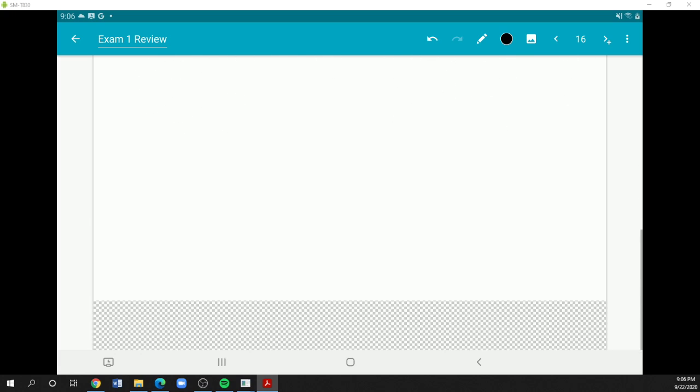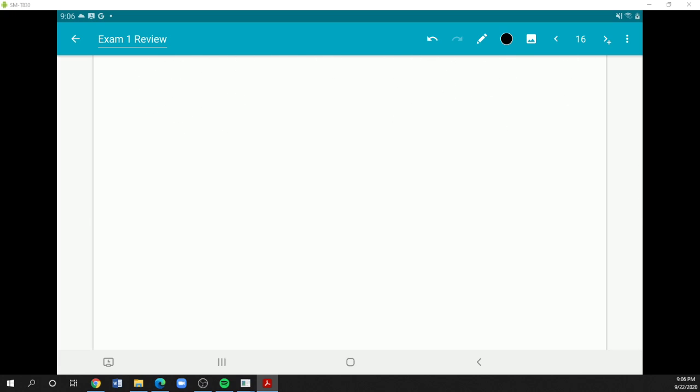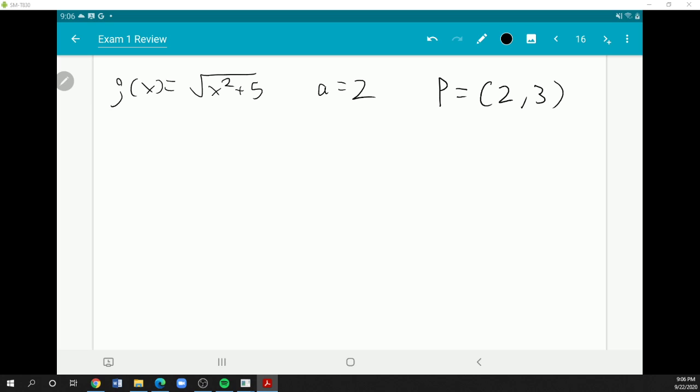Okay, great. So one last one to find. J of x is equal to square root of x squared plus 5. A equals 2. I'm going to find the point immediately this time. So the x value it gave me was 2. If I plug in, I get square root of 4 plus 5, which is 3. Great. I have that. Now let's find the derivative.